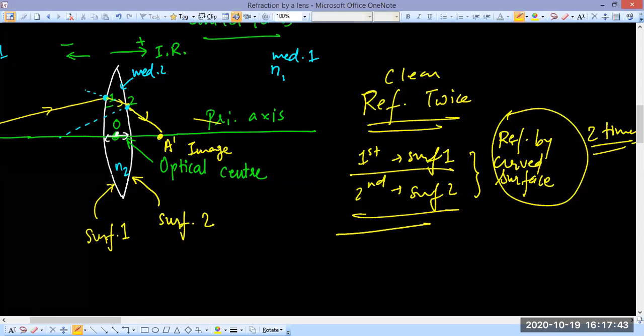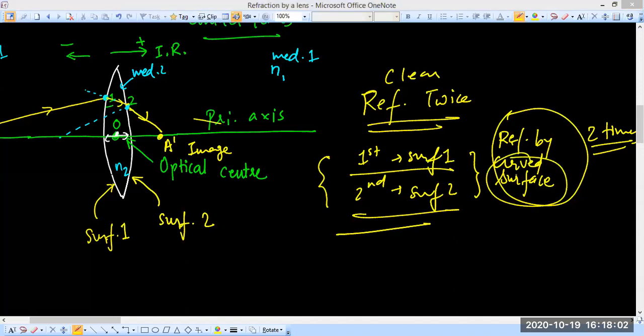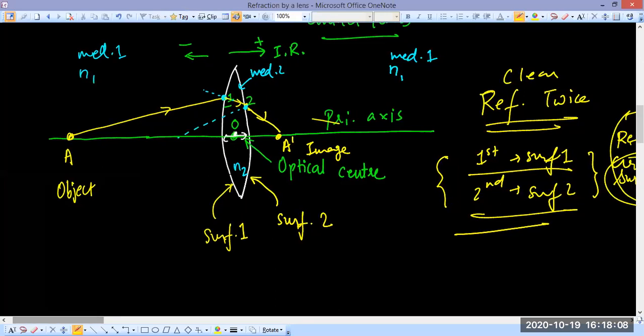Yes or no, everyone? Because in this, exciting phenomena happen twice. Okay, I'm just saying that as a joke. I know you're not excited by refraction. So there is refraction twice by curved surface. So we will use the formula for curved surface 2 times. And then finally the lens formula will be derived. So that is the plan.